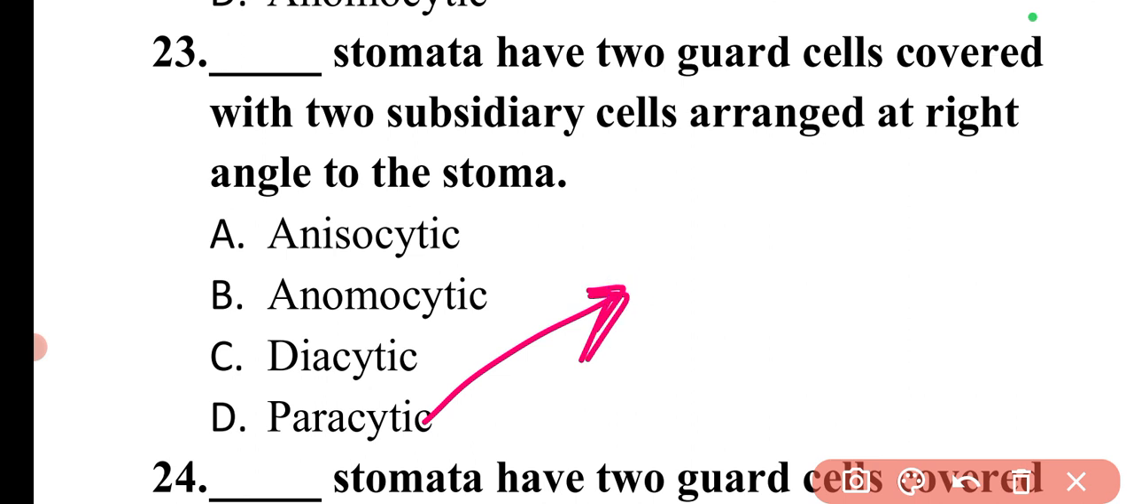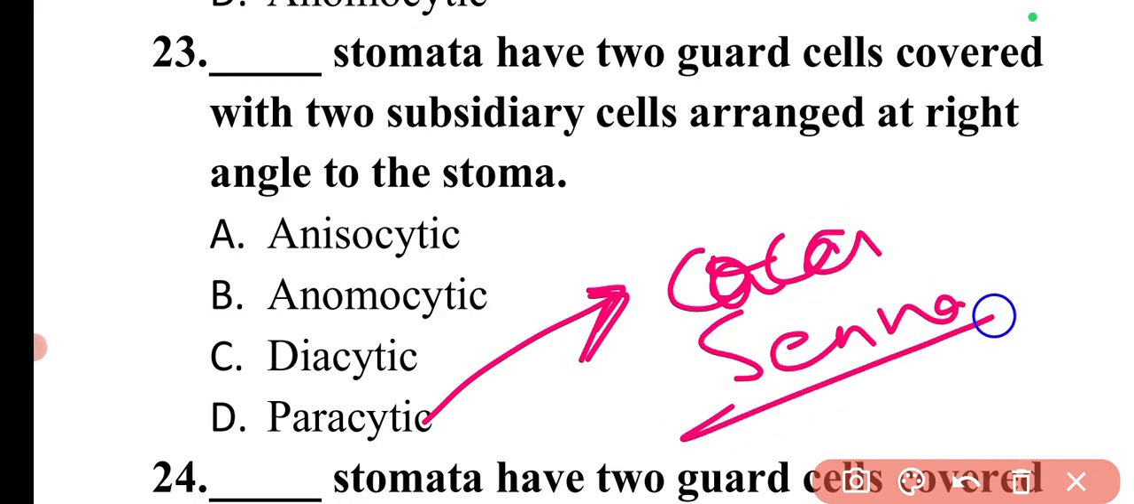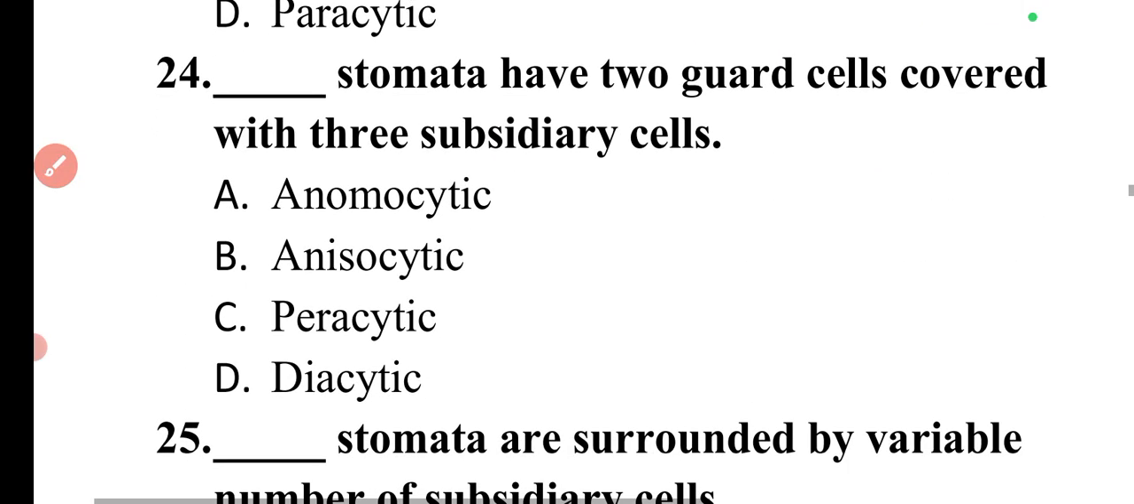So you can remember the example like this: paracytic stomata is present in coca, or it is present in the senna leaves. Mostly senna has been asked previously in different question papers as well. So it becomes very important. Then moving to the next question.